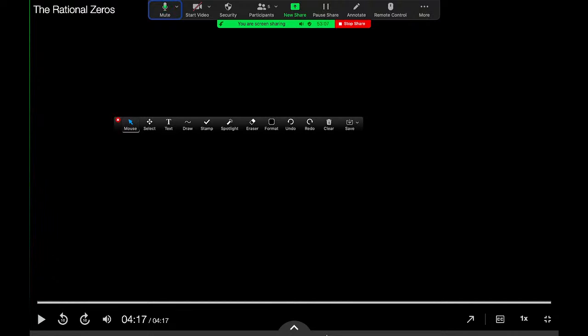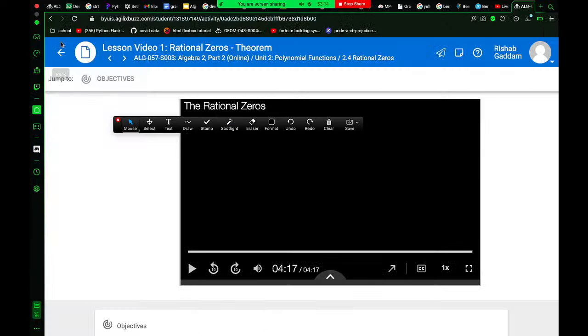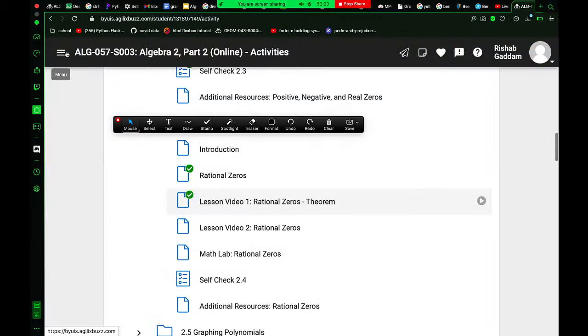Okay, so does everybody kind of understand what the rational zero theorem is? Yes. Okay, so let's do some practice problems on it.